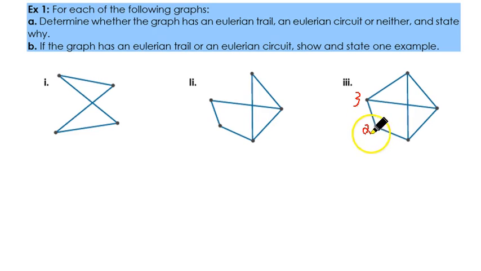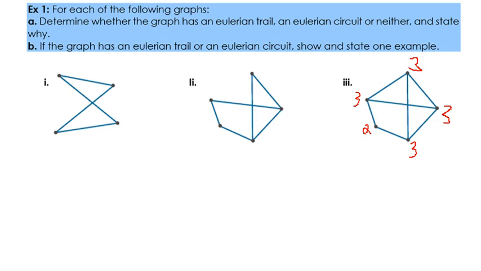3, 2, 3, 3, and 3. So this one's not even traversable at all, okay? We know that because of all of these odd degree vertices. So if it's non-traversable, it can't have an Euler trail or an Euler circuit.